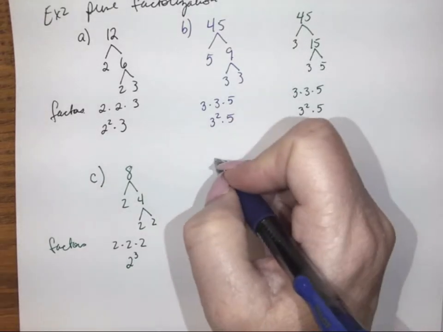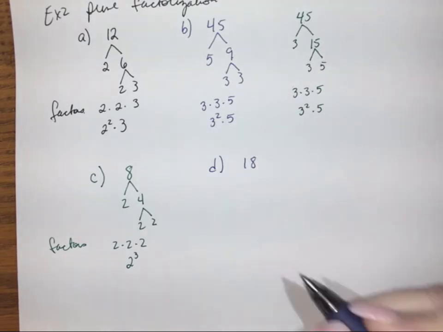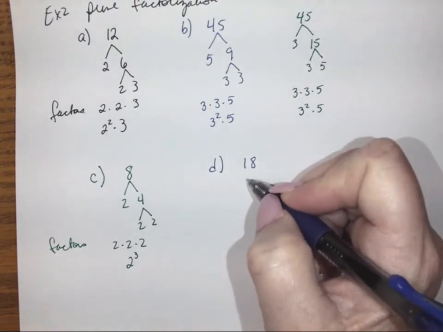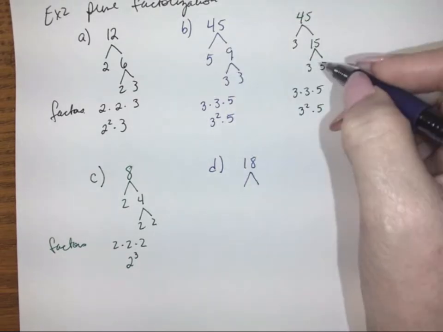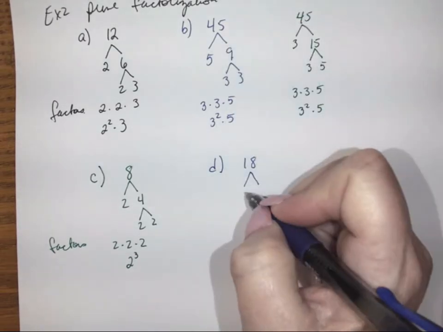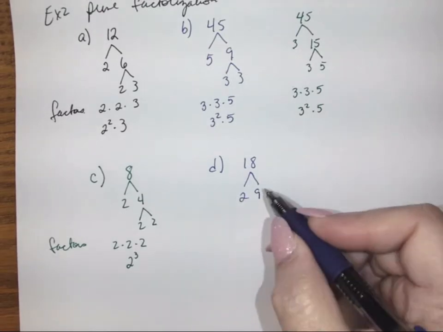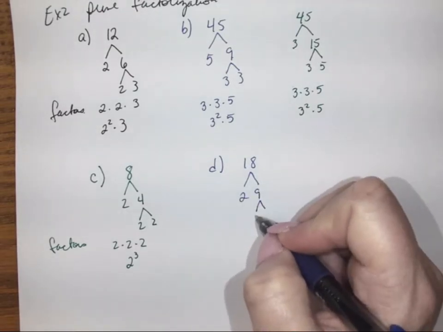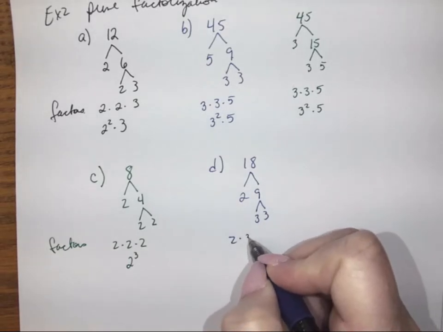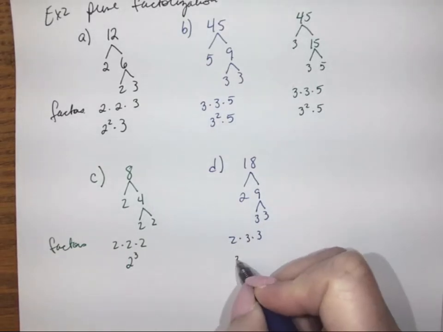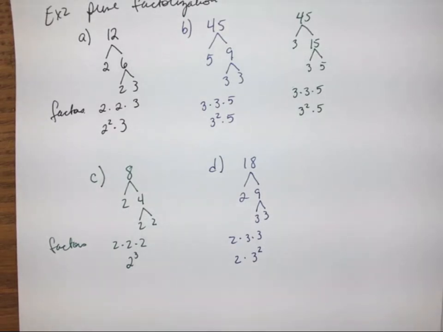All right, so for D, let's look at 18. 18, you could do 2 times 9, 3 times 6. It does not matter. Like I showed you on 45, you're going to get the same answer. I'm going to do 2 times 9. Well, 2 is prime. 9 is not. It is 3 times 3. So I end up with 2 times 3 times 3, which will be 2 times 3 squared because I have 2 3's.